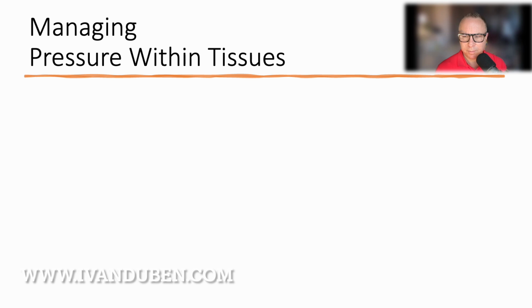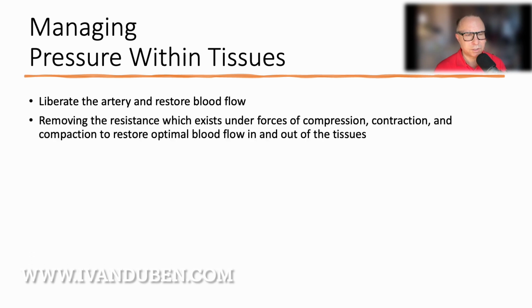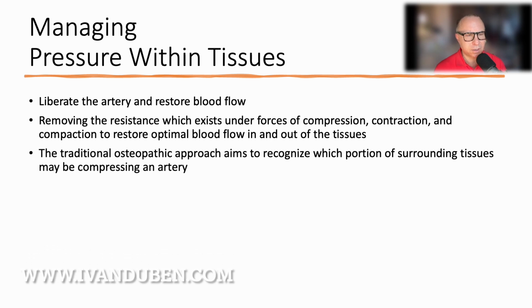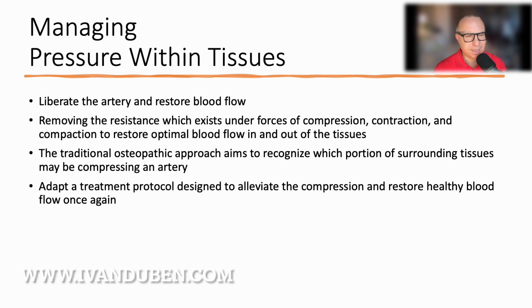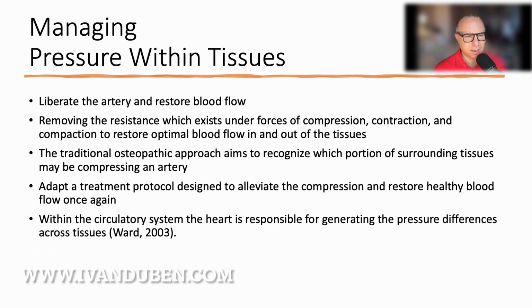Some basic guidelines coming from the American Osteopathic Association Journal, Foundations for Osteopathic Medicine. This is including liberate the artery and restore blood flow, removing the resistance which exists under forces of compression, contraction, and compaction to restore optimal blood flow in and out of the tissues. The traditional approach aims to recognize which portion of surrounding tissues may be compressing an artery, and adapt a treatment protocol designed to alleviate the compression and restore healthy blood flow once again.